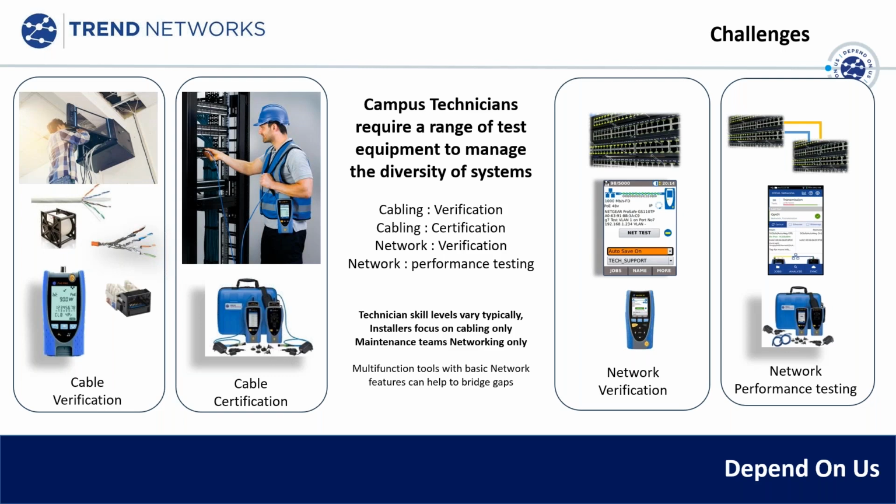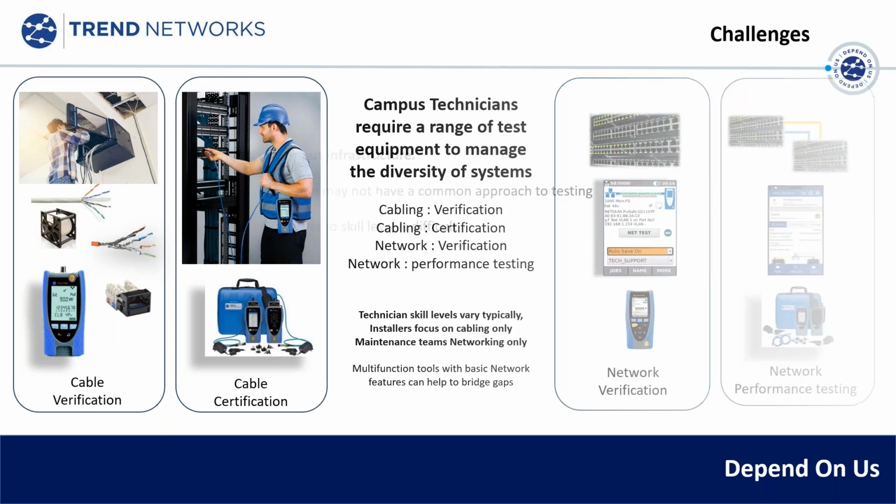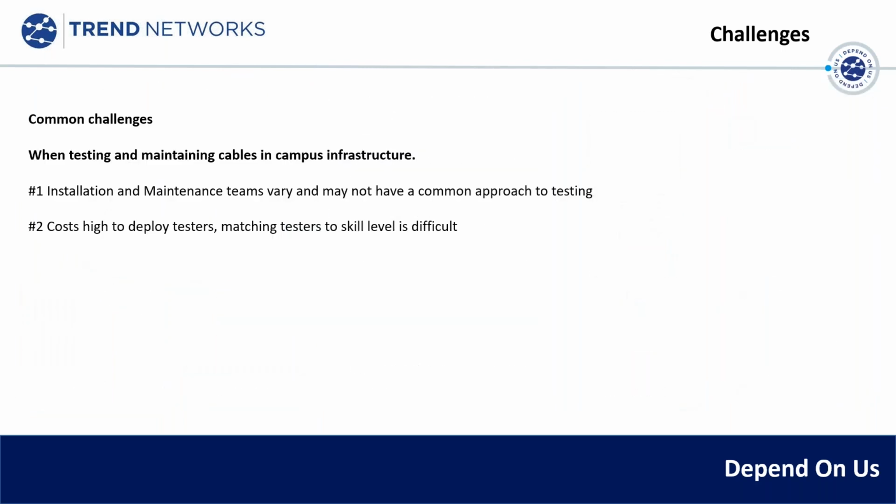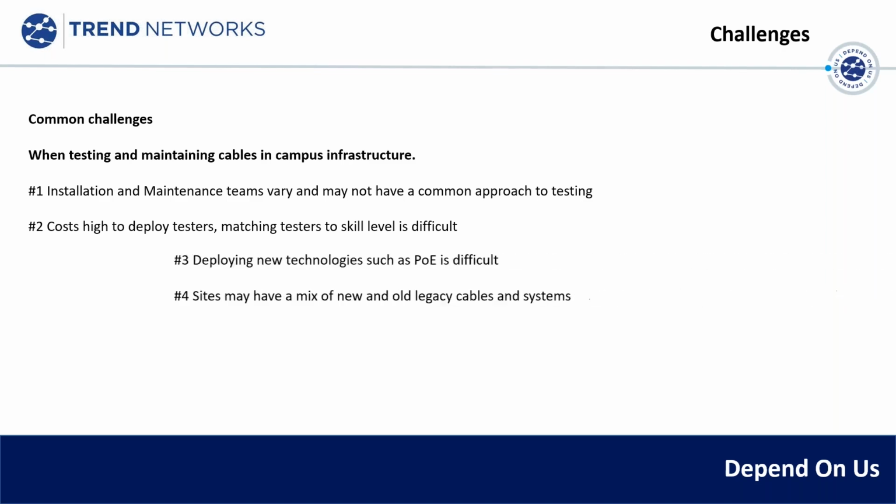So let's move along to some of these challenges, what we can do as solutions, and how Trend Networks helps you solve these problems. Summarizing common challenges, the four that we'll look at today: number one, installation and maintenance teams vary and may not have a common approach to testing. Number two, because these guys are different, costs are high to deploy testers. We simply can't give the same crew the same tester, so it's difficult to separate a tester for a cabling group and a network team.